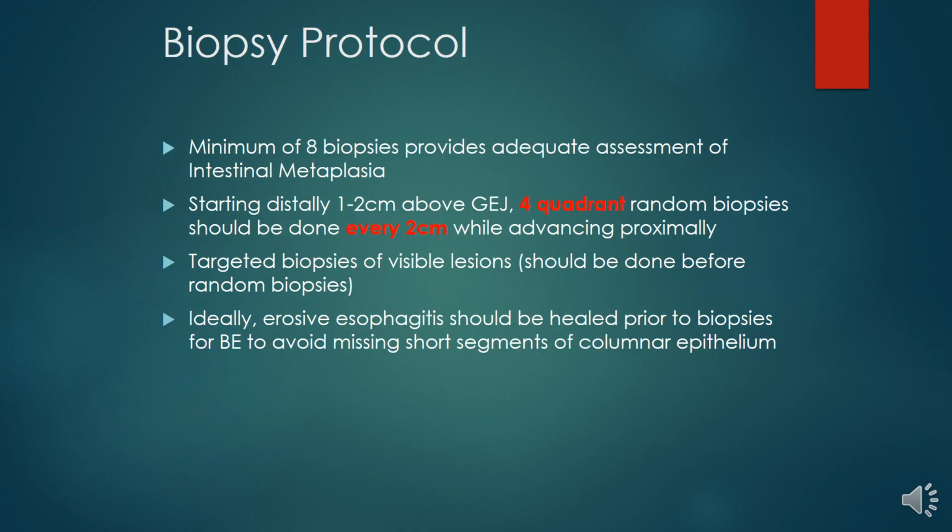A minimum of 8 biopsies provides adequate assessment for intestinal metaplasia. Starting distally, 1 to 2 centimeters above the gastroesophageal junction, 4-quadrant random biopsies should be done every 2 centimeters while advancing proximally. Targeted biopsies of visible lesions should be done before the random biopsies. Ideally, erosive esophagitis should be healed prior to biopsies for Barrett's esophagus to avoid missing a short segment of columnar epithelium.